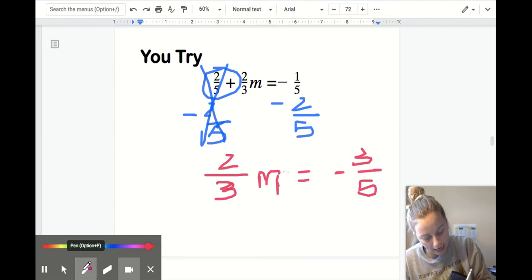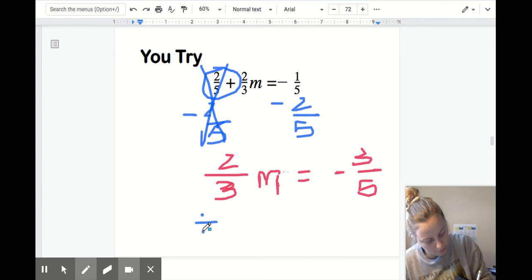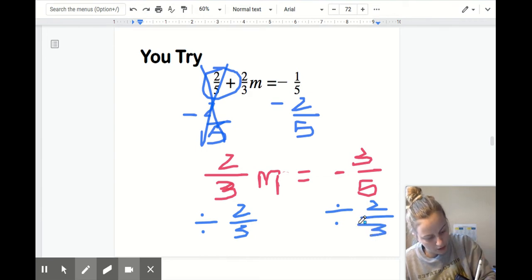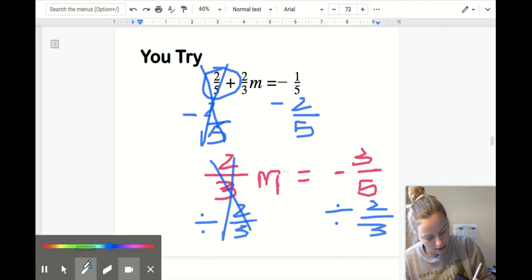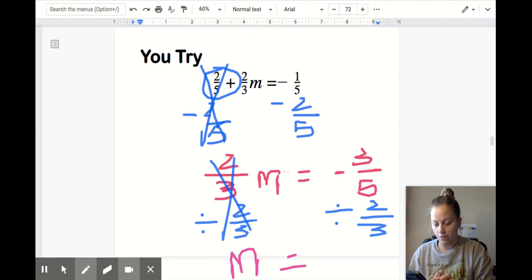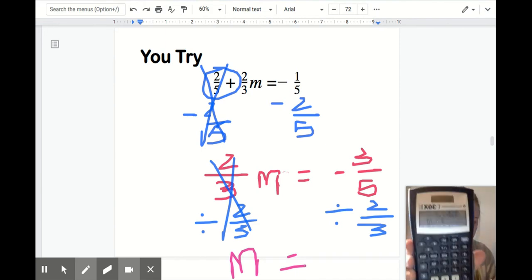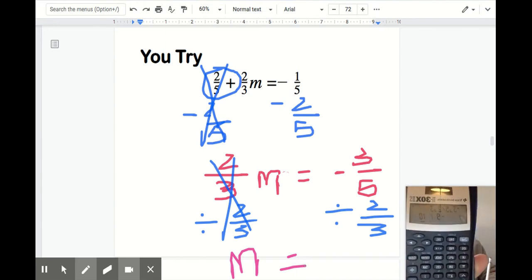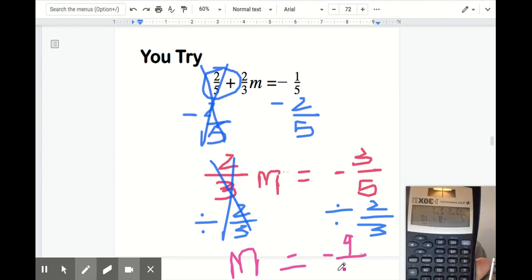Now, to get rid of the times by 2/3, I need to divide by 2/3 on both sides. So these 2/3 cancel out. I'm just left over there with m equals, I'm going to type it in, -3/5 divided by 2/3. And it spits me out an answer of -9/10.